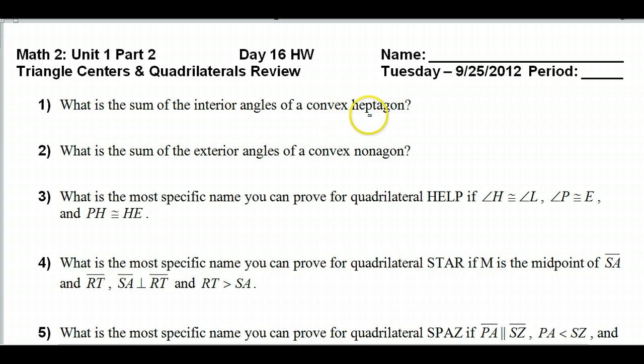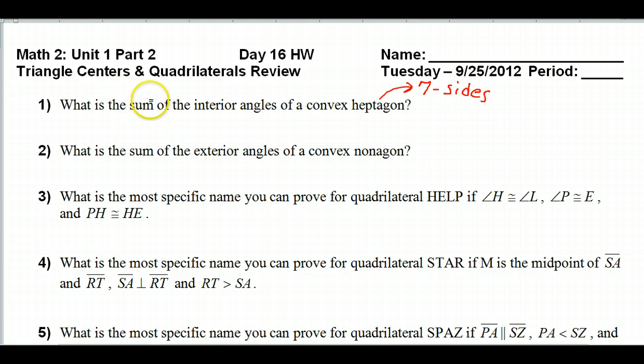First of all, you need to make sure you know all of the names of these shapes. So if you don't know what a heptagon is, or hexagon, or pentagon, you need to go back and review that. But a heptagon has how many sides? Okay, a heptagon has 7 sides.